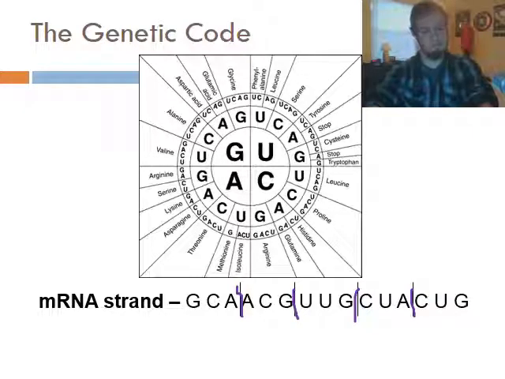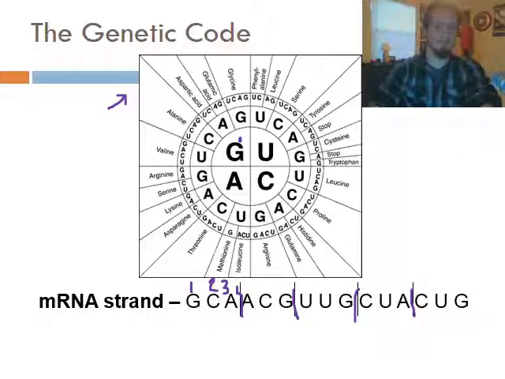Now the way this works is the first letter is your inner ring, the second is your second ring, and the third is your final ring. So let's take a look here. We have GCA. We start off with G, so we know we're going to be in this area right here. The next letter, our second ring, is C. Now we go from our second ring to our final ring and find A. So GCA would code for alanine.